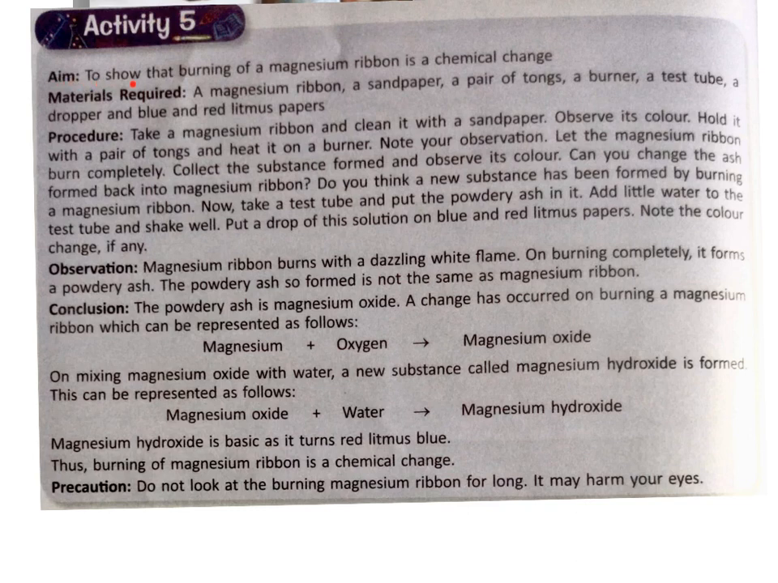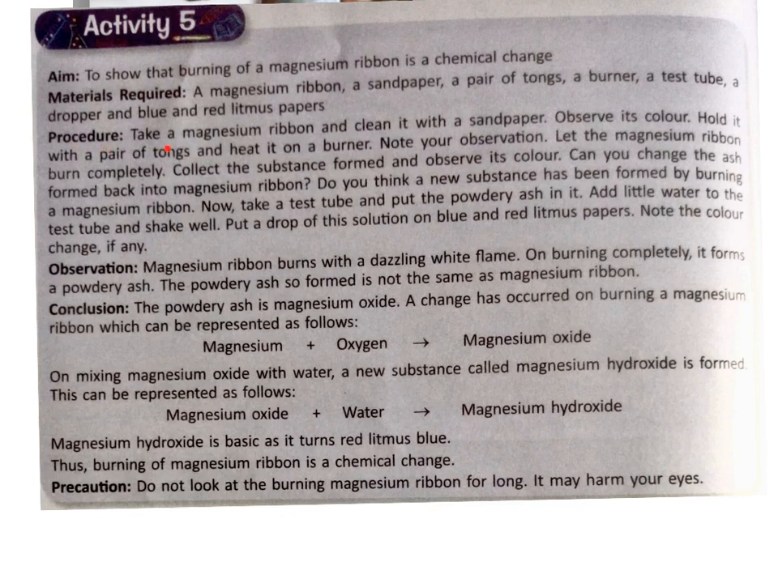Aim: to show that burning of a magnesium ribbon is a chemical change. Materials required: a magnesium ribbon and a sandpaper. The sandpaper is used to clean the magnesium ribbon for proper burning, as the magnesium ribbon has some coating of magnesium oxide on it. So the sandpaper is used to remove that coating. Also a pair of tongs, a burner, a test tube, a dropper, and blue and red litmus paper.